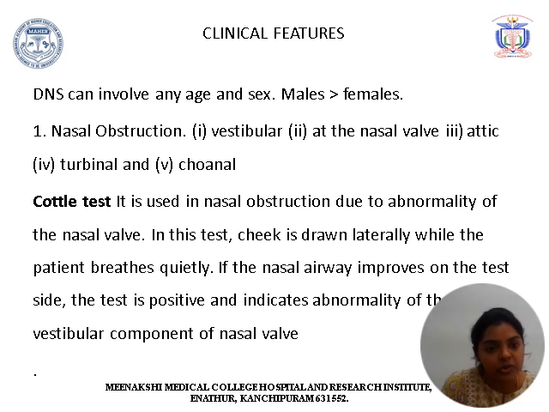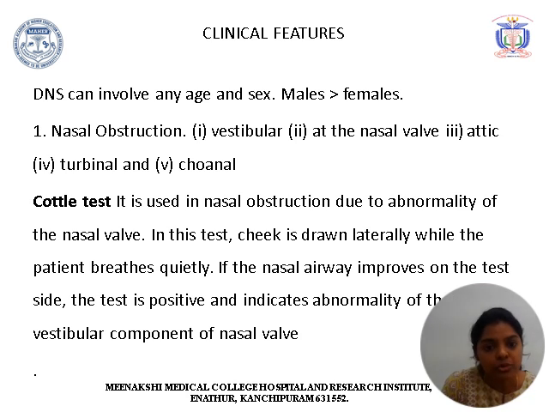So first clinical feature is your nasal obstruction. On examination, we have to rule out at what level the obstruction is. For example, at the vestibular level or at the nasal valve level, attic or turbinal level, like in case of turbinate hypertrophy, or at choanal level in case of choanal atresia.